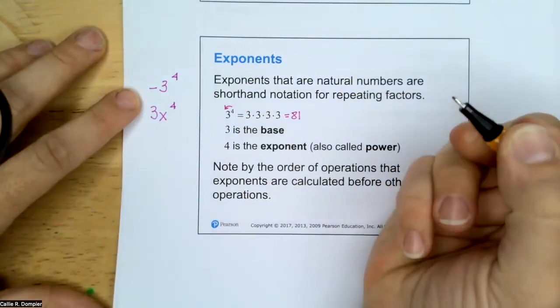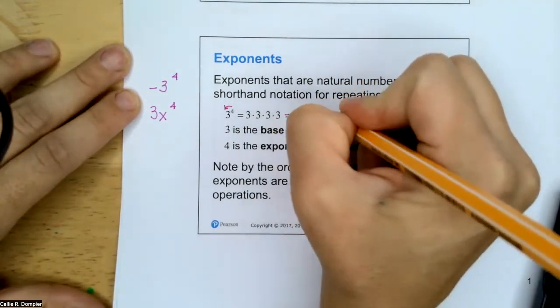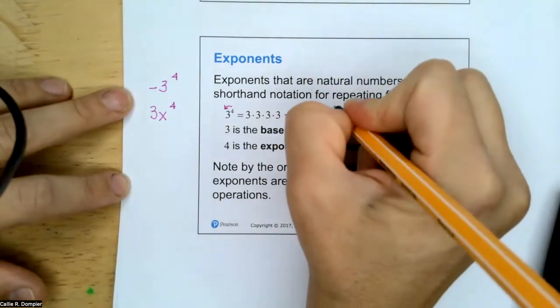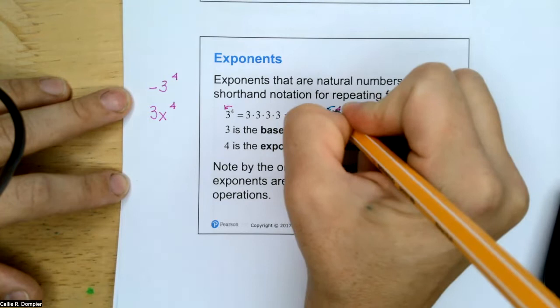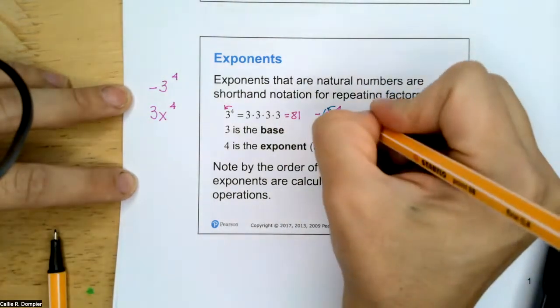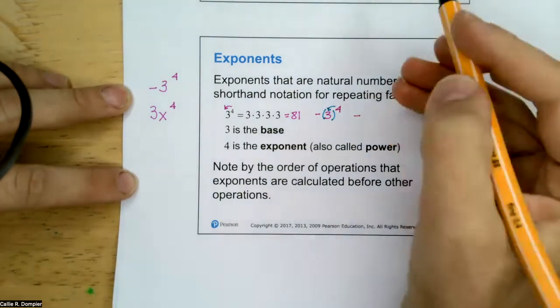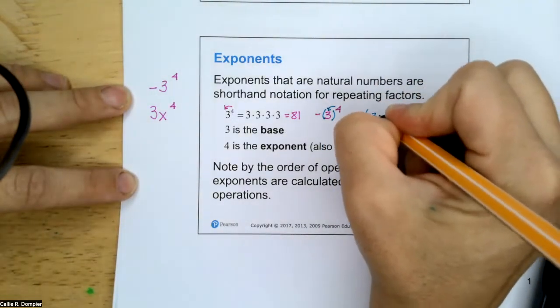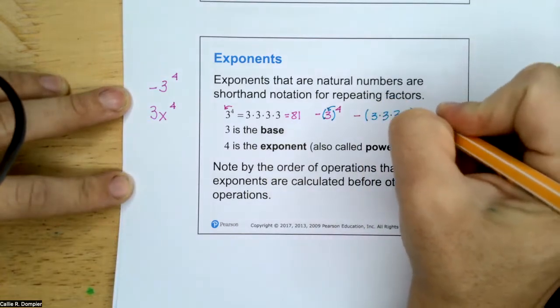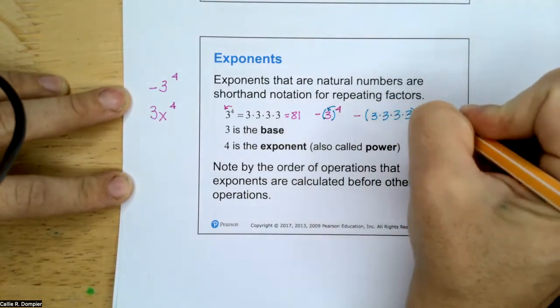And then let's talk about this one, -3 to the 4th. Like I said, the 4 is only going to be applied to the 3. Okay, so that's actually -3 times 3 times 3 times 3. Okay, so that's actually -81.